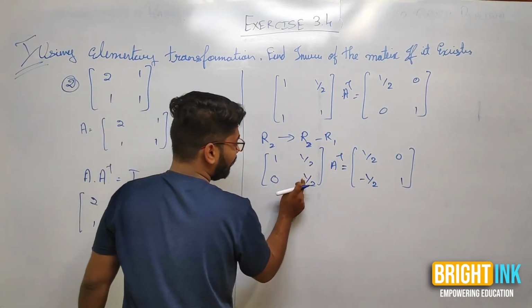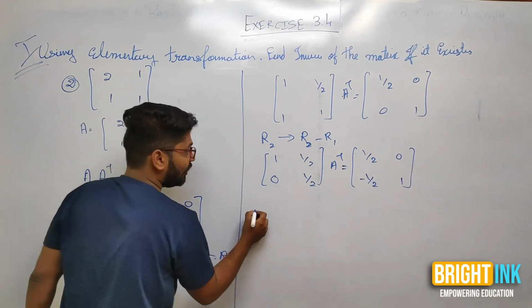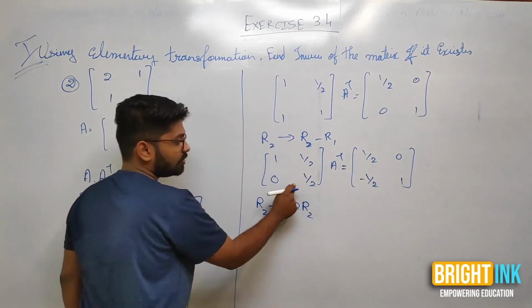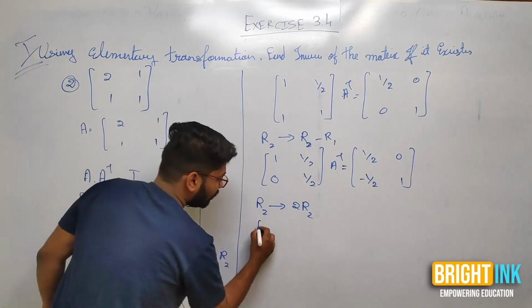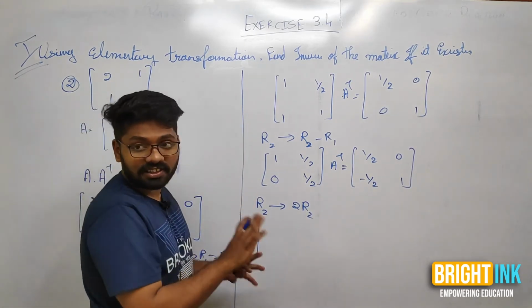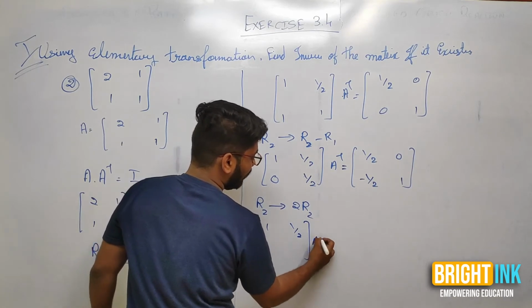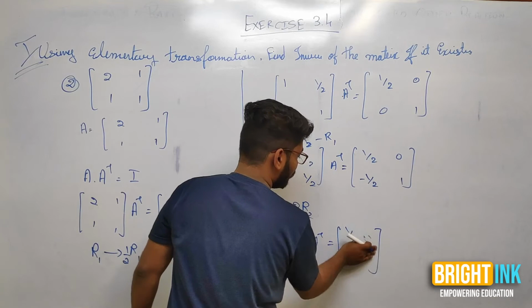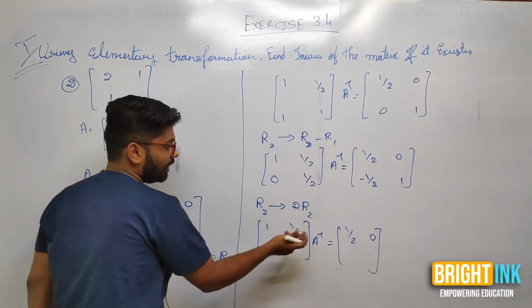Now what you have to get here? 1 you have to get. So therefore again R2 changes to 2 times R2, because 2 into 1 by 2 is 1. So therefore I get 1. So we are changing R2, keep R1 the same. So R1 is 1 half, A inverse is equals to 1 by 2 and 0, 1 by 2, 0. Now R2 changes to 2 times R2.